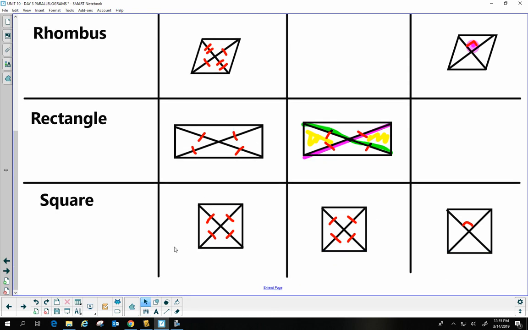And so then, of course, the square has all of the properties. The diagonals are congruent. They bisect each other, so all the little pieces are congruent. And then they are perpendicular just like a rhombus, and all those angles inside are right angles.